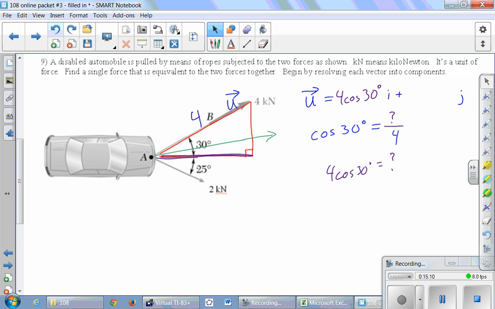Okay, so we've got that, and then we can play the same game to find the vertical component, the j component. So I'll do that here in black. This is what we're interested in knowing the length of. And so it's the same idea but sine. So right up here, we're going to put 4 sine of 30.